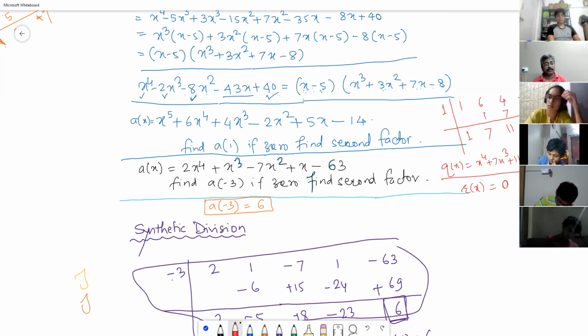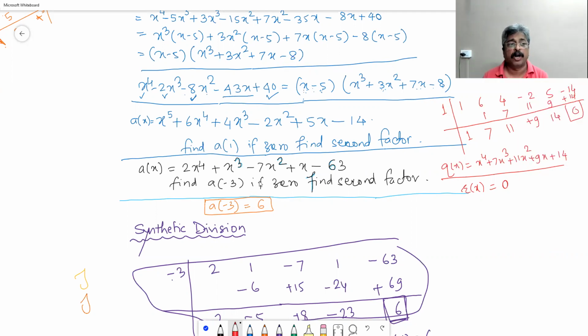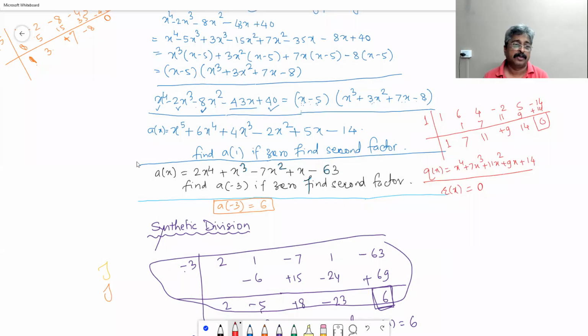Shall I give you a fresh problem where you get quotient polynomial as well as remainder by using synthetic division? Are you ready, or you want me to solve one more? Sir, can you wait for a minute? I am writing it. Oh, sure, sure.